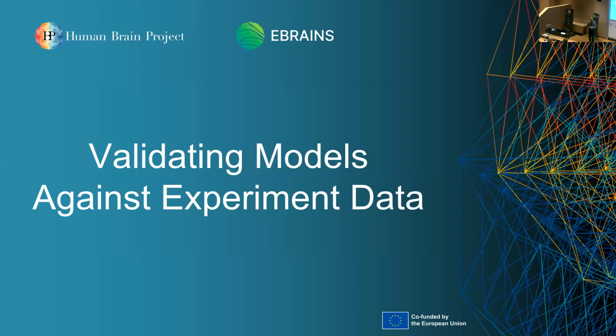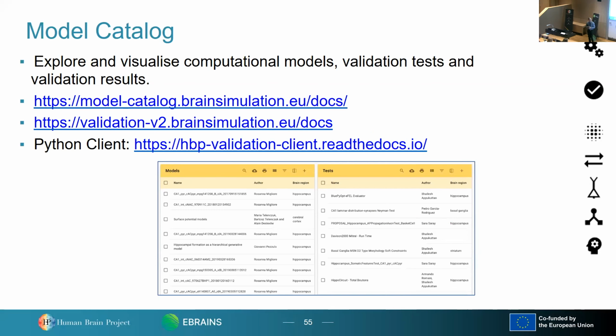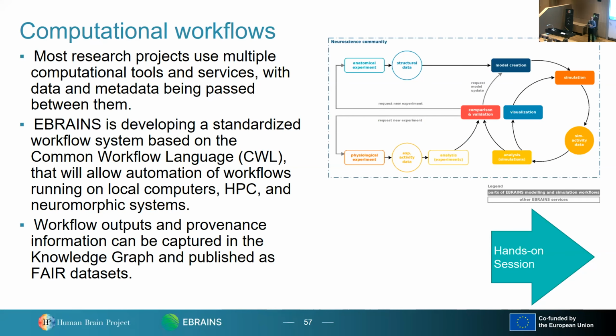And then finally, we have tools for validating models against experimental data, a suite of libraries which help you structure and formalize this comparison, and then a catalog of models and tests which have the results of comparing these models to these experimental data sets. And then putting all these tools together, EBRAINS is developing systems for computational workflows based on CWL, the Common Workflow Language, and linking back to the knowledge graph, which we heard about earlier.